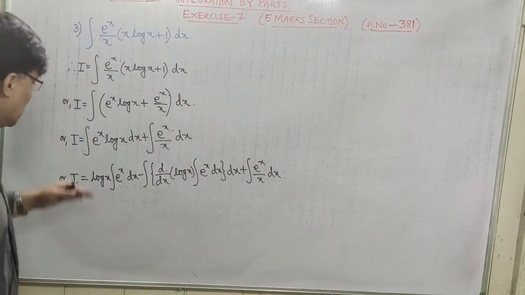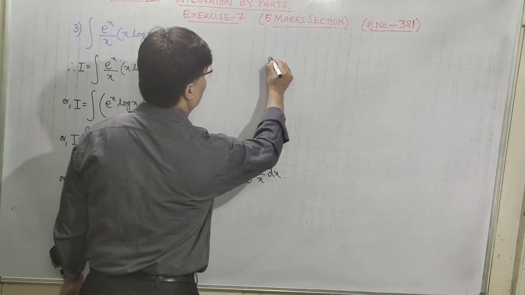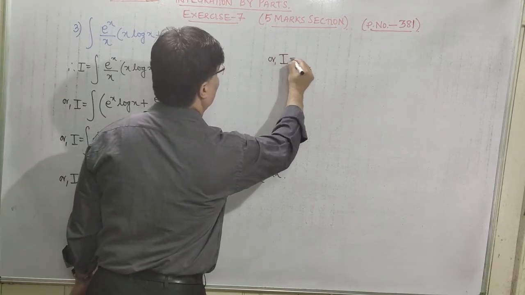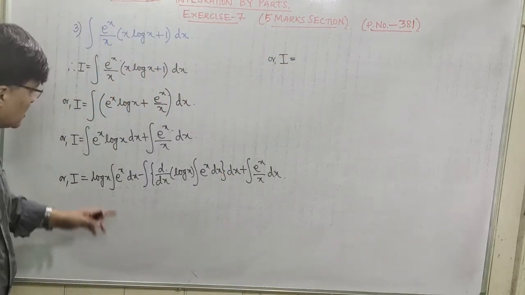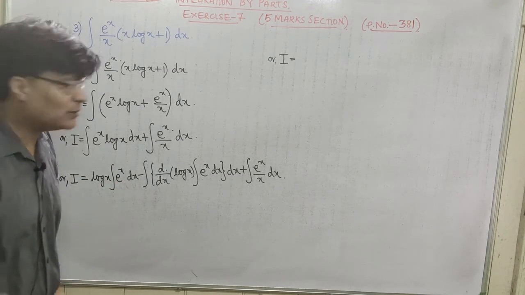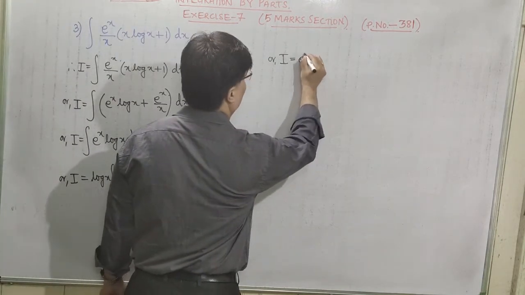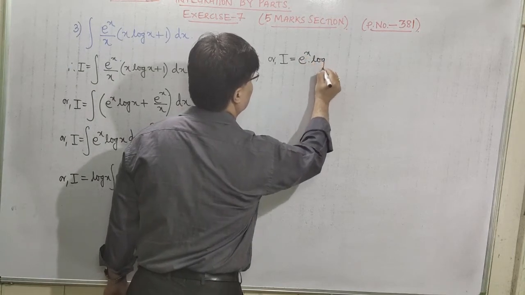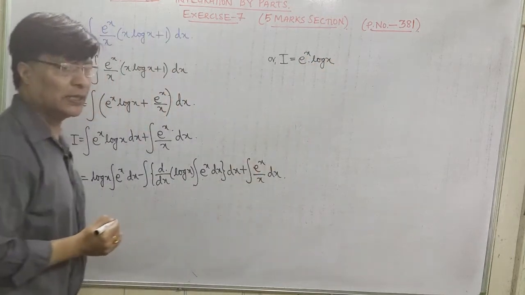Is that understood? So now, I is equal to, so let us first integrate e to the power x dx. So what is this integration? e to the power x, e to the power x log x, right?